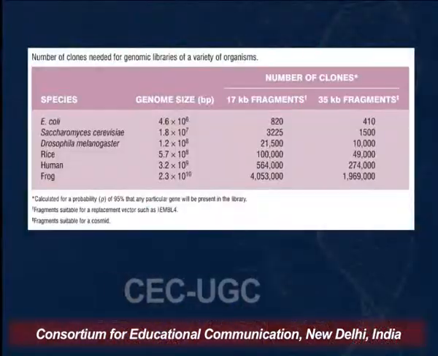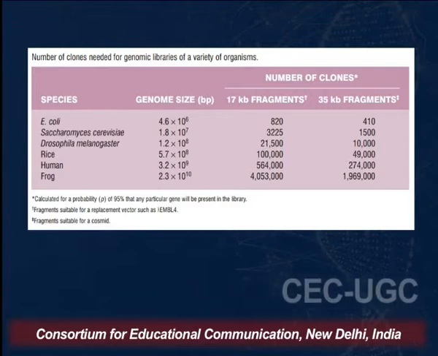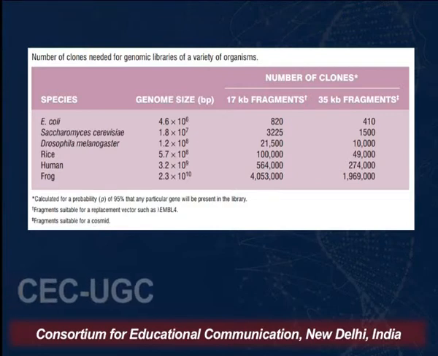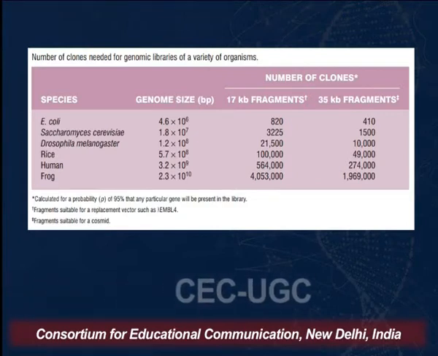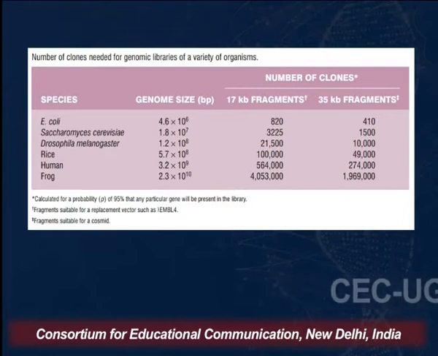Because it is dependent upon a, the average size of the DNA fragments, this reflects the use of the vectors. So what is the capacity of the vectors? If there are high capacity vectors, this a would be larger and the number of clones required would be lesser. If we look at this table, it tells us about the genome size of different organisms, and it also gives the number of clones required if the size of the fragment is 17 kb or, for example, 35 kb. If we are cloning in cosmids, then it is 35 kb.